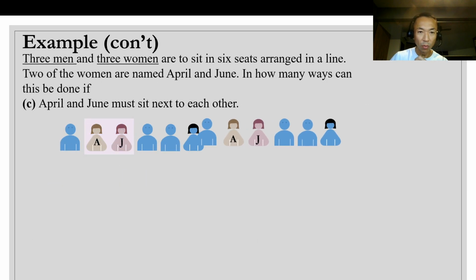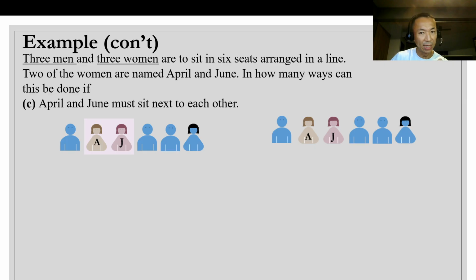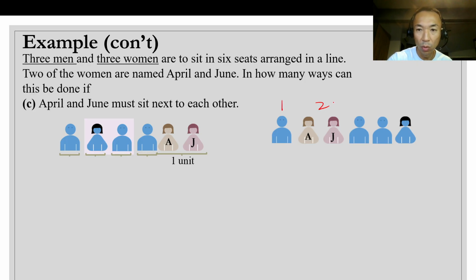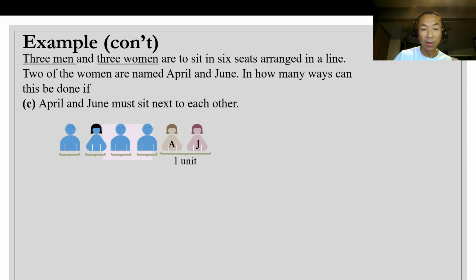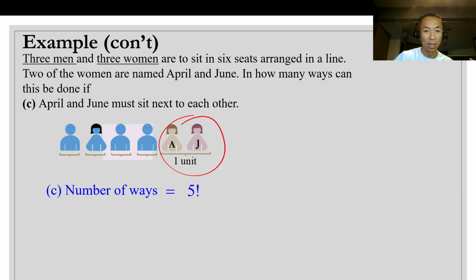So how do we arrange them? You see like that, the A and J move together. So instead of a 6 people arrangement, you move that as a unit. If you count here, 1, 2, 3, 4, 5, there are actually only 5 units. So the total number of ways must be 5 factorial, because there are only 5 units, because A and J are grouped together as 1 unit here.